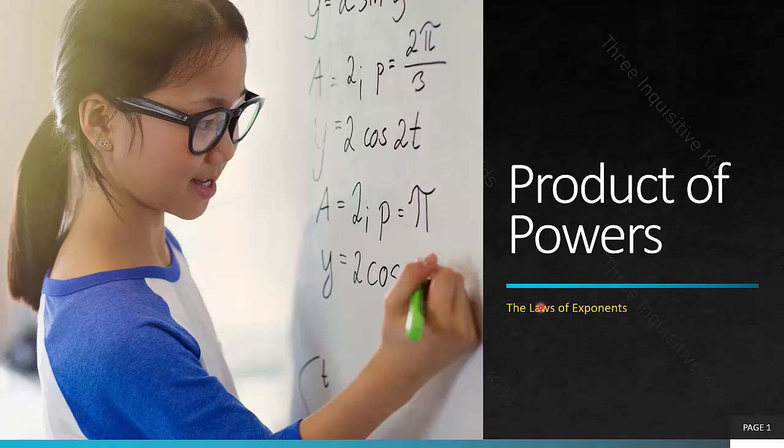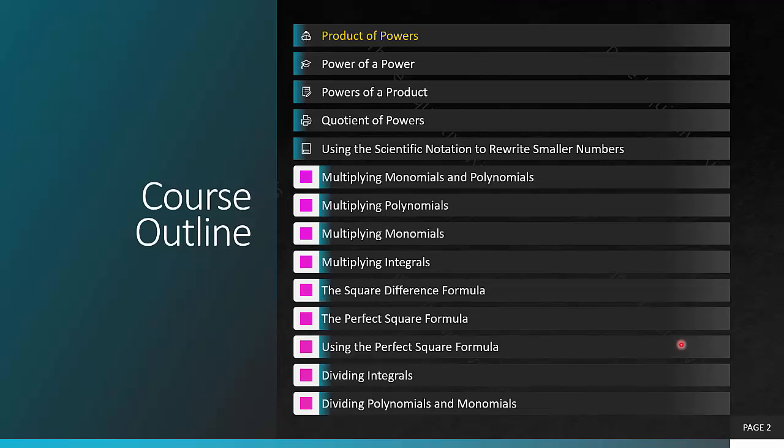This is the first lesson of Chapter 7, Product of Powers. And it's going to be one of the lessons from the laws of exponents. Here's our course outline for our Chapter 7. Right now we're doing product of powers, and then we're going to be doing power of a power, powers of a product, quotient of powers. And those are all of the equations that are part of the laws of exponents.